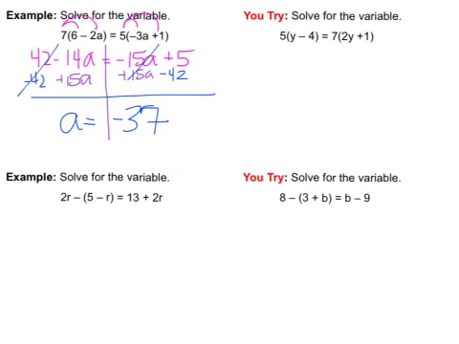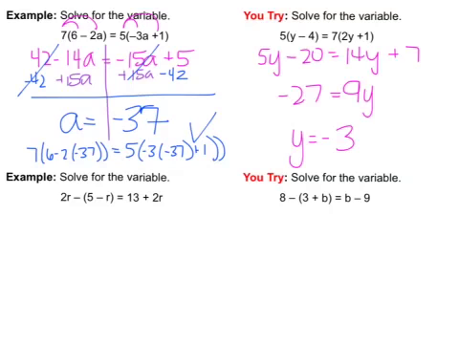So let's double check. 6 minus 2 times negative 37. Does that equal 5 times negative 3 times negative 37 plus 1? And if I do the math, yes, it does come out correct. Next, you have one to try on your own, so pause the video, give it a try, and come back and check. And if you solve, you should end up with y equals negative 3. When you plug it back in and check, it works out correctly.